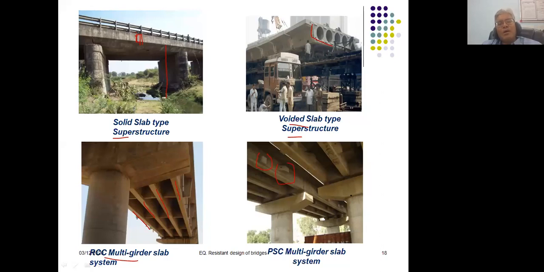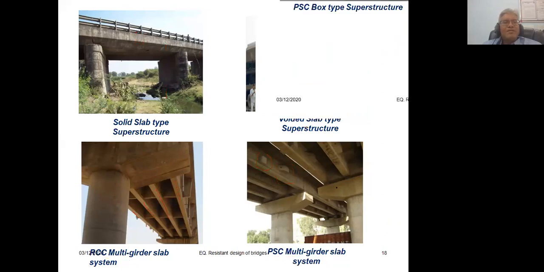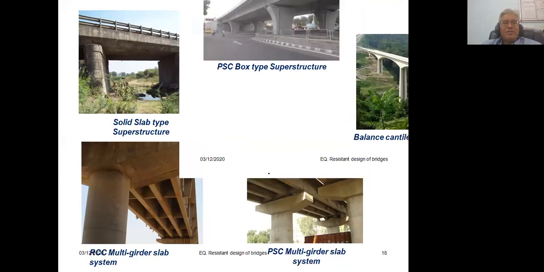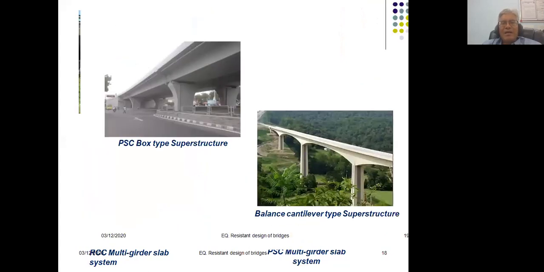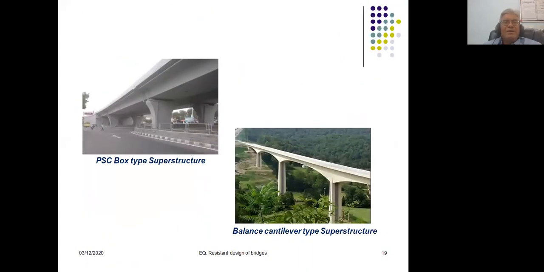So depth can be reduced, and that is why pre-stress is advantageous. We are introducing compressive stresses, and that is why the moment of resistance of the sections is increased. This is the box type of superstructure, and this is the balanced cantilever kind of superstructure. Depending on the span requirement, you can select.